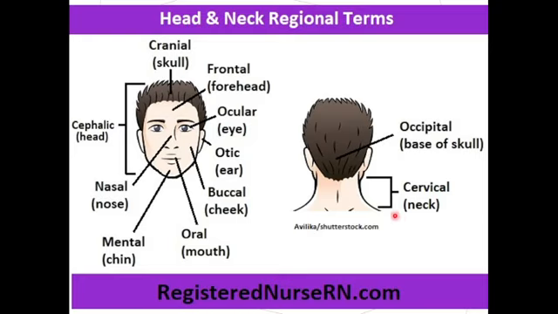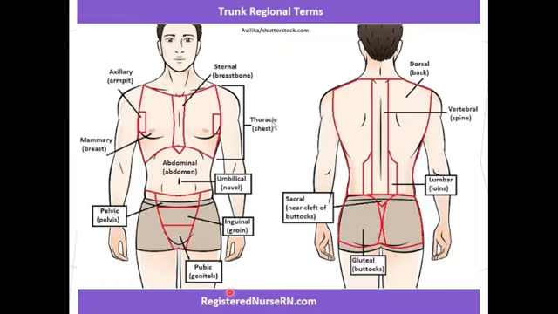Next is cervical, that's the neck region, so that's what the word cervix means. And the first 7 bones in your spine, which is located right here, is what we call the cervical vertebrae because they are the bones of the neck. Now let's go to trunk.